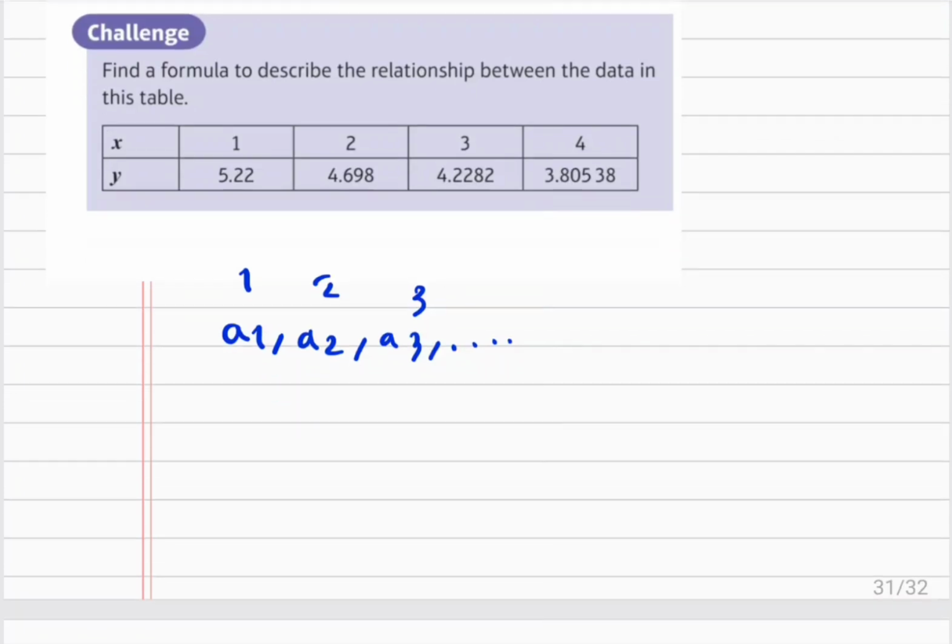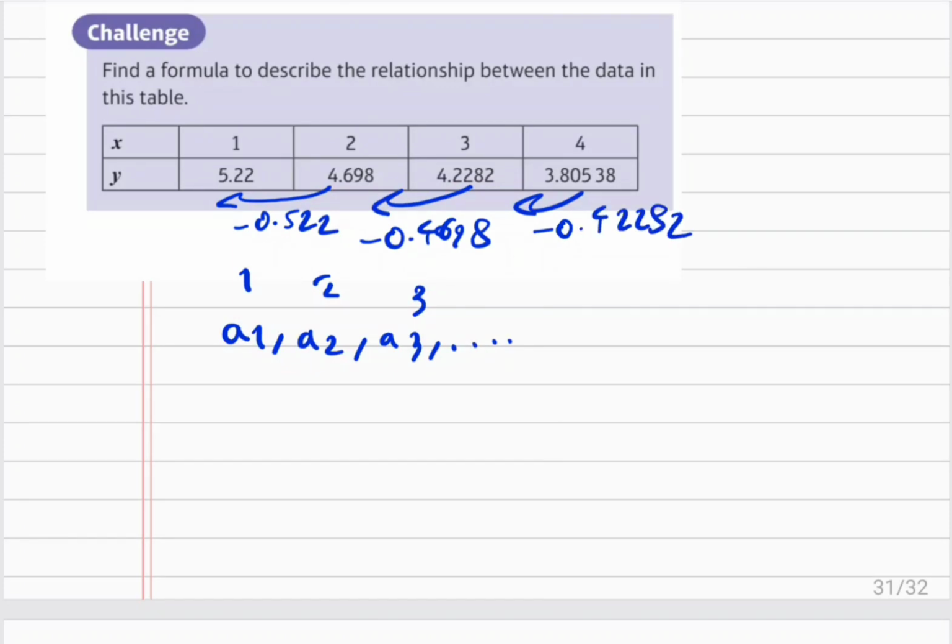Now, to find a pattern, let's first see if we subtract these terms we'll get a common difference, which, the answer is obviously not. Because if we do, for example, the second term minus the first term, then we get minus 0.522, and then the third term minus the second term gives us minus 0.4698. Then we get minus 0.42282. So this is not an arithmetic sequence.